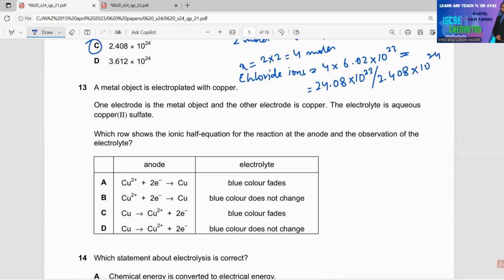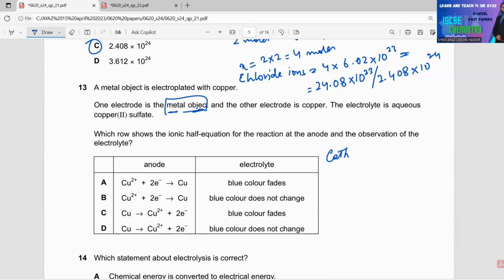Number 13. A metal object is electroplated with copper. One electrode is a metal object and the other electrode is copper. The electrolyte is aqueous copper(II) sulfate. Which row shows the ionic half equation for the reaction at the anode and the observation of the electrolyte? Now, if you have copper to be electroplated onto a metal object, it means the copper will move towards the metal object electrode. In this case, it must be the cathode.